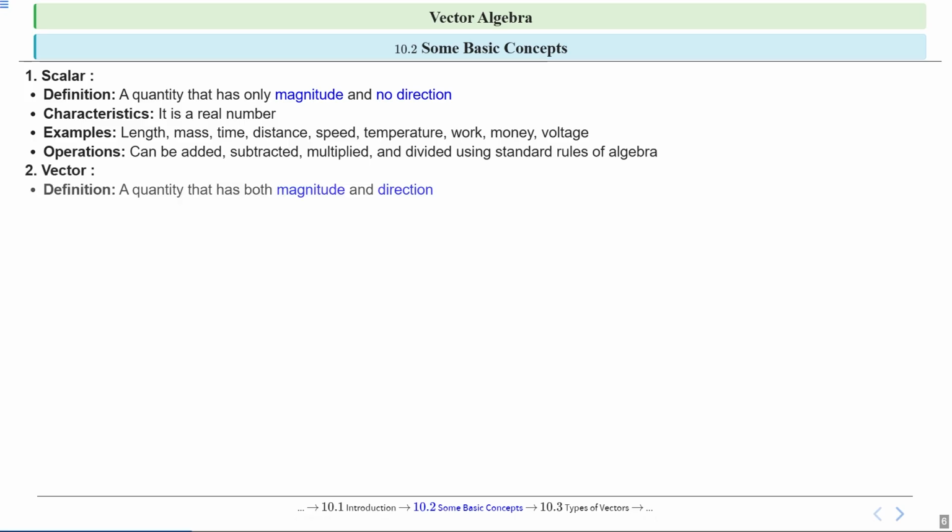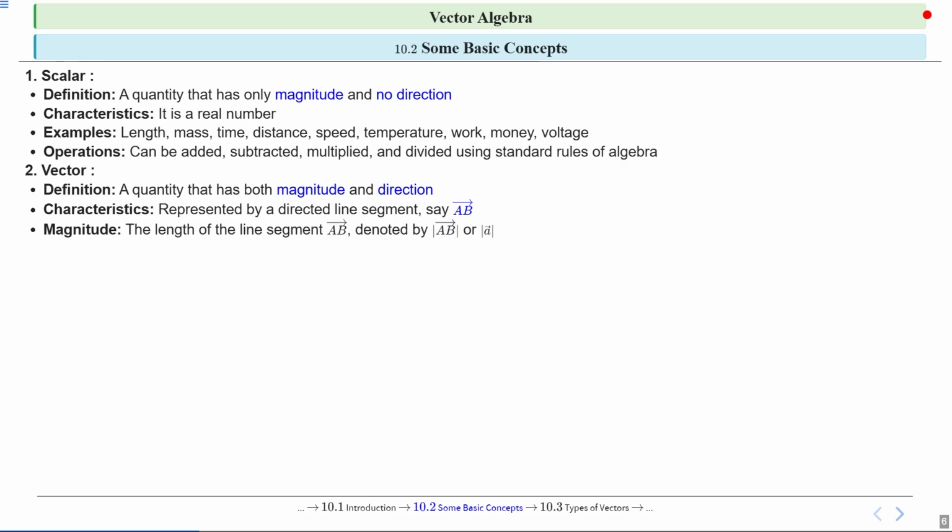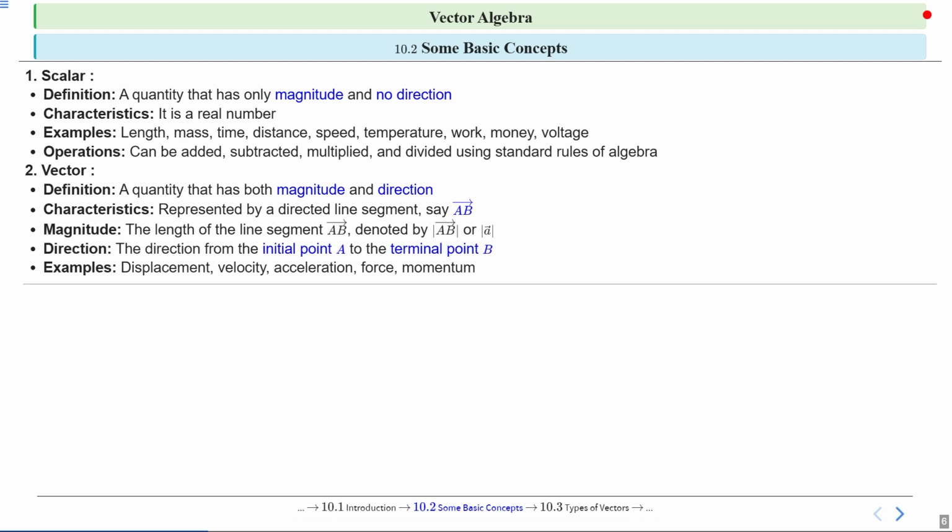Second, vector. Definition: a quantity that has both magnitude and direction. Characteristics: it is represented by a directed line segment, say AB. Magnitude: the length of the line segment AB, denoted by magnitude of AB or magnitude of a. Direction: the direction from initial point A to terminal point B. Example: displacement, velocity, acceleration, force, momentum. Right.